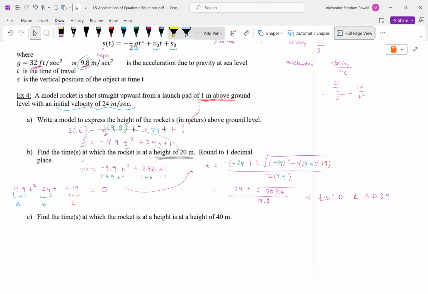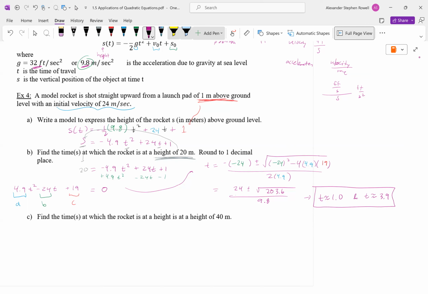Could I get 1 answer? Right there only, or I guess right here, that would be really tricky. To give you 2, you have to throw that one out. It would be negative time before I threw it. All right, 2 answers make sense. If I'm launching a rocket, it has to go up and come back down.